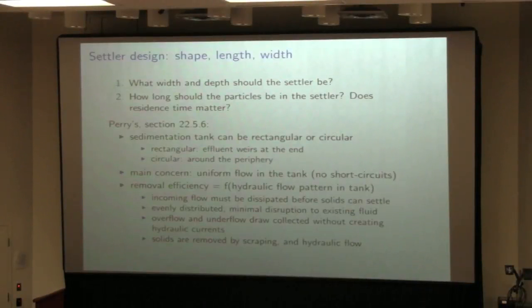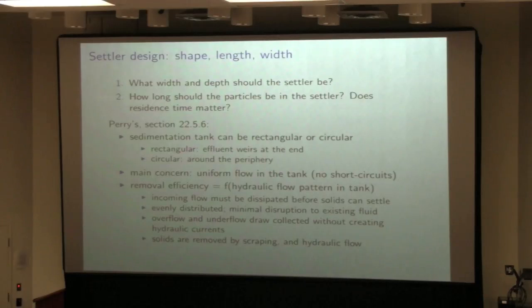The main issue with any of these systems is that you don't want short circuiting. So you want your flow in to be very uniform across the width of the unit if it's a rectangular system, or if it's circular, you want that flow to come in at the center and flow uniformly out towards the edges. There should be no possible way that the feed entry can quickly bypass to the exit. So with a rectangular unit, I'll show you in a minute an illustration, where the feed comes in on one end of the rectangle and moves over to the exit on the other. So there's no possible short circuiting.